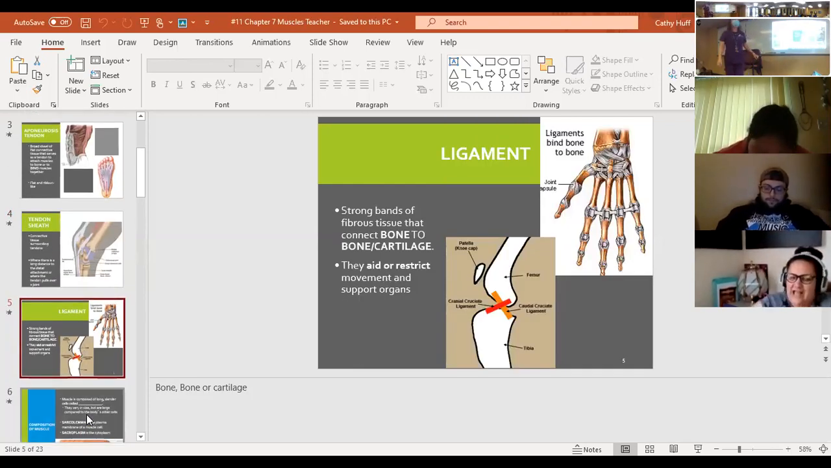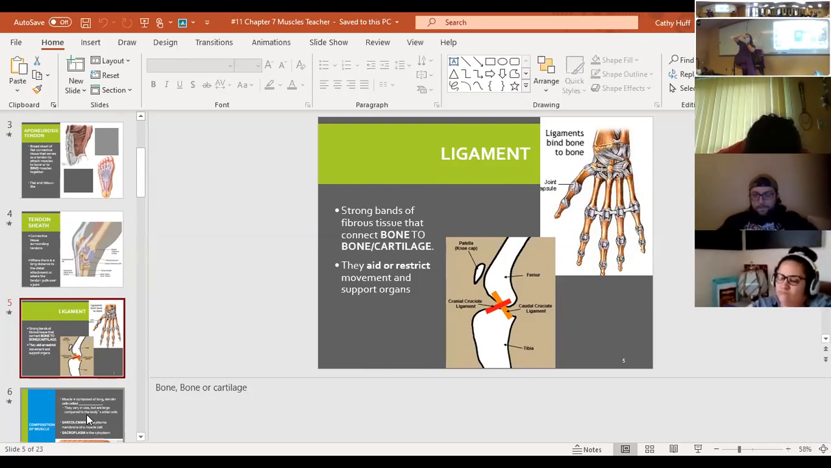And we have our ligaments. Ligaments are attaching bone to bone. We did our preemptive, played with our fingers, played with our ligaments. These can aid or restrict motion. We talked about the ACL, which is going to restrict motion. We talked about our digital or our phalange ligaments, which help to promote motion.